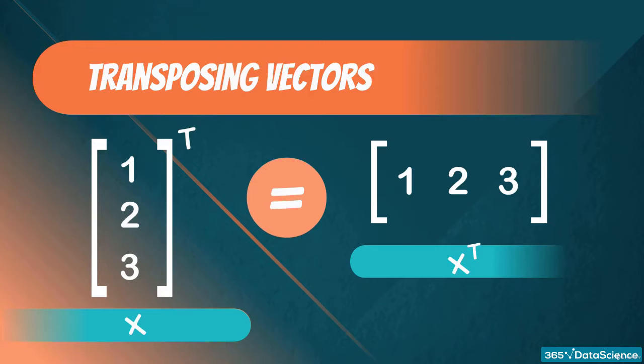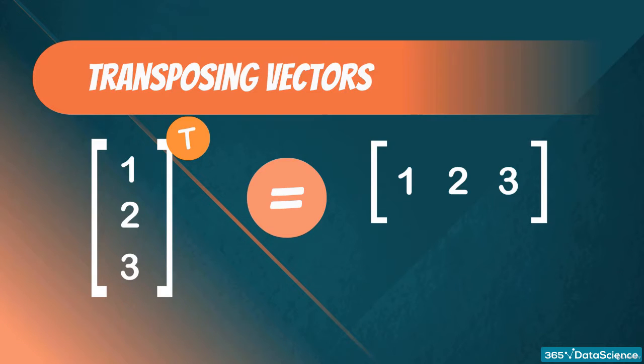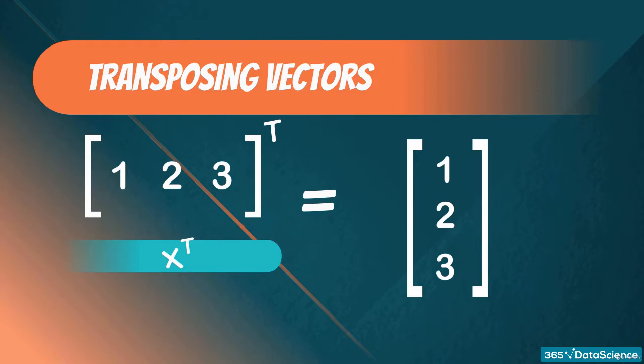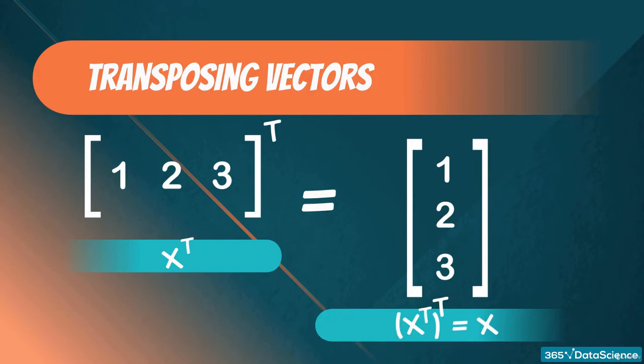We denote this operation with the letter T as a superscript. Therefore, x transposed, or the column vector 1, 2, 3 transposed, equals the row vector 1, 2, 3. Cool! Let's see another one. The row vector 1, 2, 3 transposed equals the column vector 1, 2, 3. So, this is a pretty neat operation. If we transpose x twice, we get x.